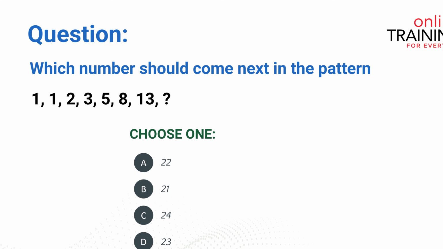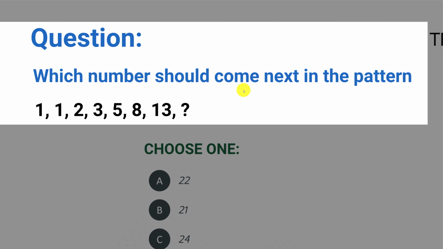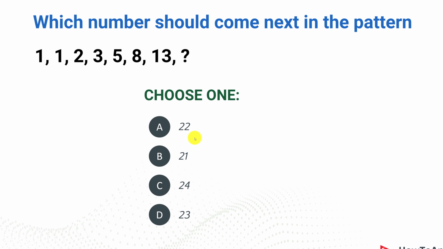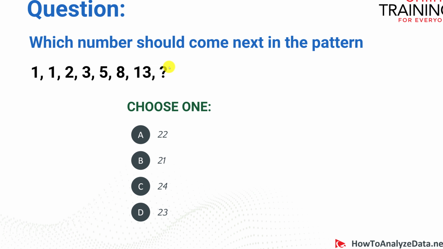Now let's look at another pattern type question. Which number should come next in the pattern? And then you have pattern of numbers 1, 1, 2, 3, 5, 8, 13. So let's first determine what's the pattern here. Obviously there are 4 choices, but the result here is calculated based on the pattern that we would need to determine. Which one do you guys think is the right one here?